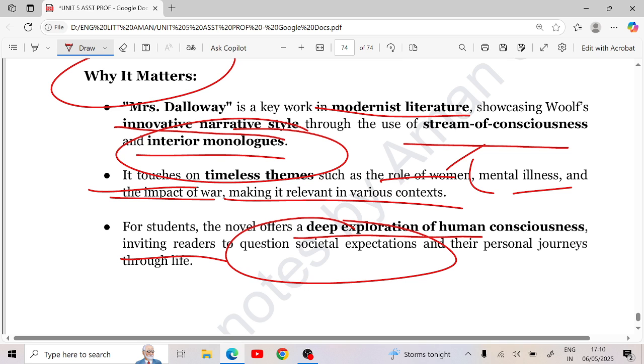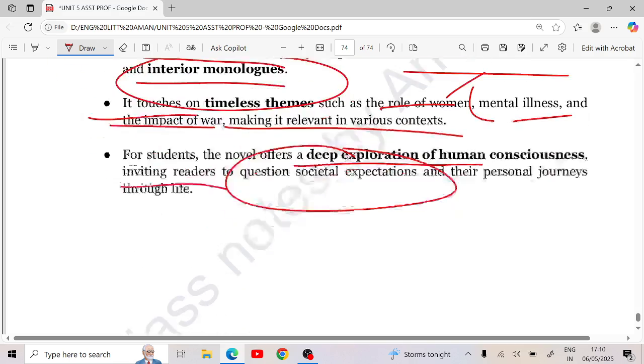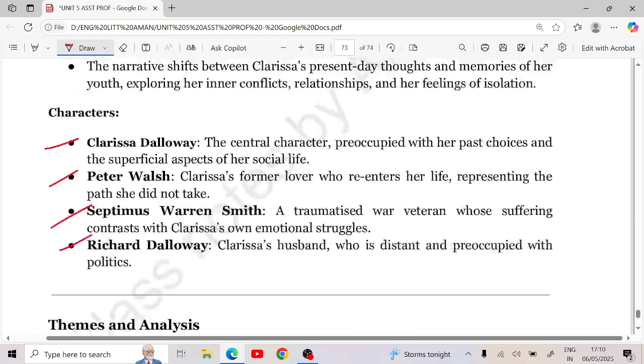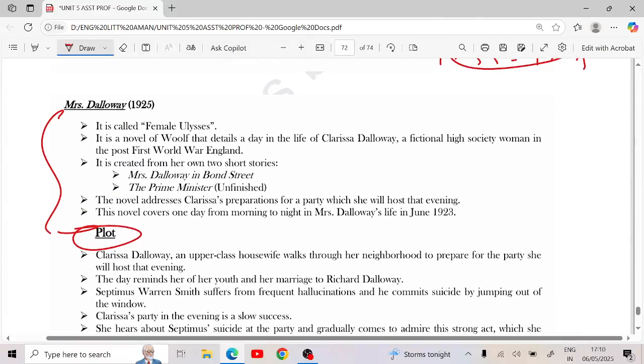So society has a lot of expectations from you. Wherever you are living in this world, a society must have expectations from you, and you have to fulfill them. Otherwise society will think you are bad or good. So that is the reason why it matters. And now without wasting our time, let's move to the work कि हमें इसे पढ़ना कैसे है.